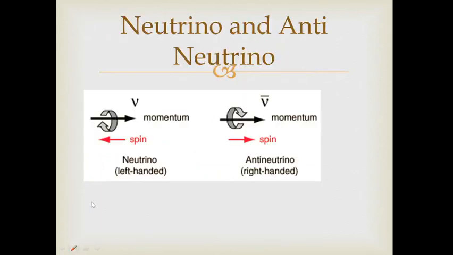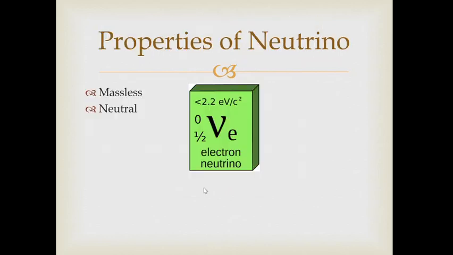So what is the difference between the neutrino and the antineutrino? The difference is in spin. If one is spinning clockwise, then another will be spinning anti-clockwise. So that is the difference. Otherwise everything is the same. The mass, charge and everything is the same, but they are differentiated in terms of spin. So spin is the differentiator between neutrino and antineutrino.